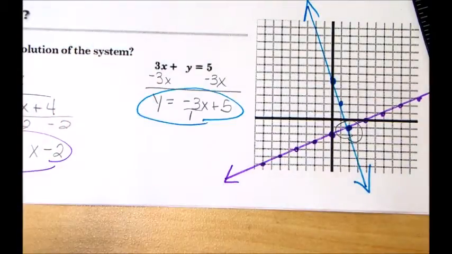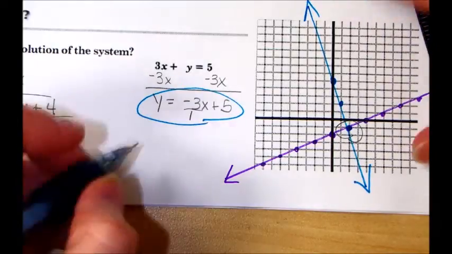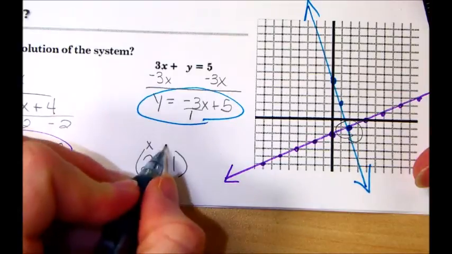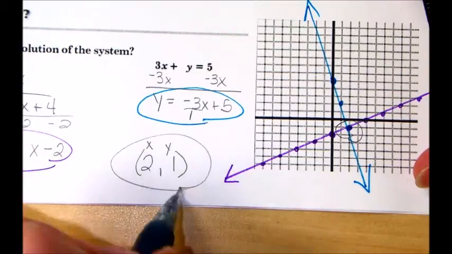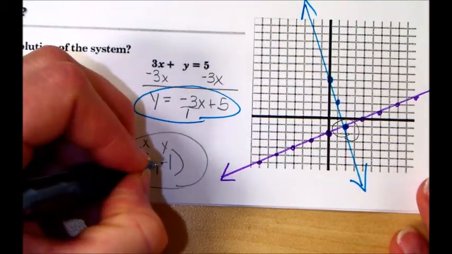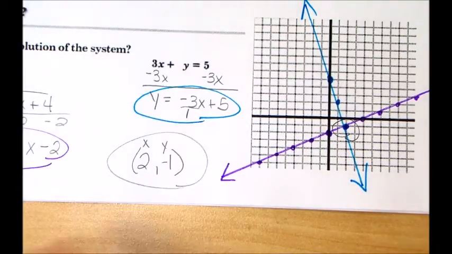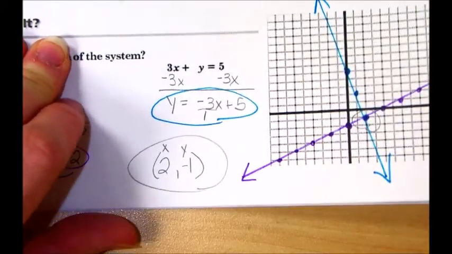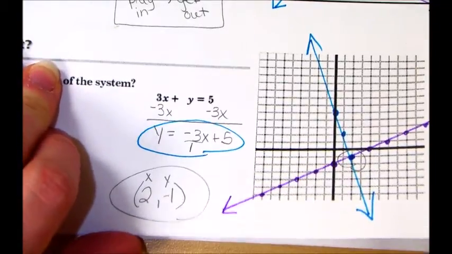And that spot is positive 2, negative 1. That's my x and my y value. If you were to plug in positive 2, I missed my negative sign. If you were to plug in negative 2 in each equation, you would get out negative 1 in each equation for y. That is the solution that works in both.